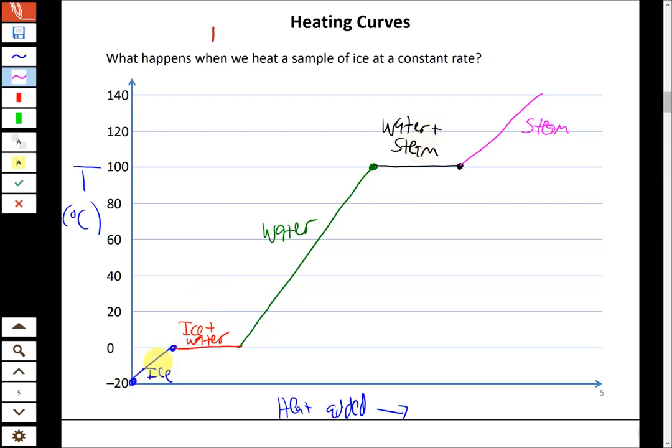And then for the rest of these, where you just have a single phase, ice, which is solid, water, which is liquid, steam, which is gas, as you heat the substance, the temperature is going to increase and the amount of heat will be given by MC delta T.